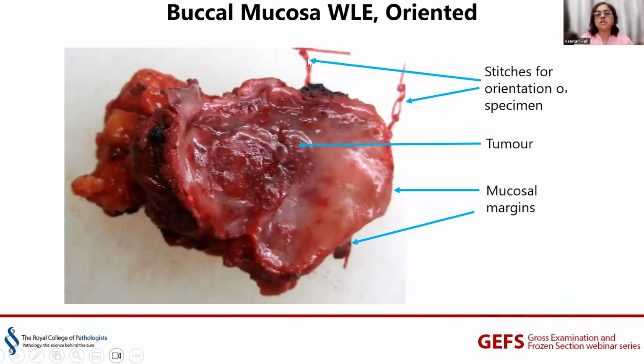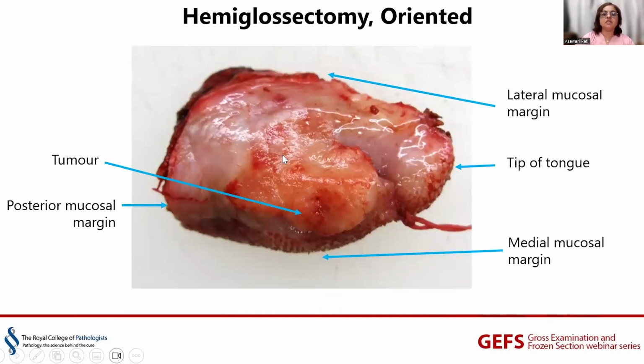So here, most of the times there are threads attached, and the surgeon will specify on the request form which thread is for what. So sometimes they may say that the small thread is anterior, the long thread is lateral or superior, and so on. So once you identify the threads, orient it, ink the margins. Here you can see there is this tumor, the stitches are there, and the mucosal margins, there are usually four mucosal margins when we get a wide local excision specimen.